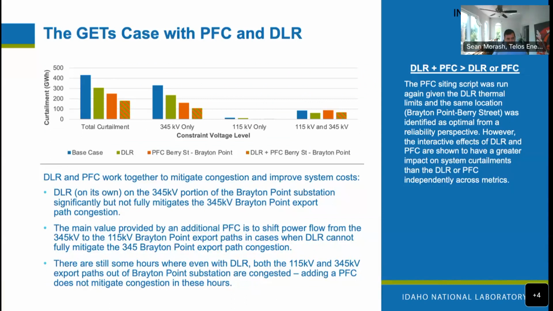So we've got the Getz case with PFC and DLR here, right? So we've got our DLR results from earlier where we showed significant curtailment improvement. It turns out in this case, the one where we picked the optimal PFC out of the 3 that we tested, there's a little bit of improvement in curtailment relative to DLR from that one. When we put both a PFC and a DLR out there, we've got even better, further improvement in our curtailment and our production costs and our system utilization.